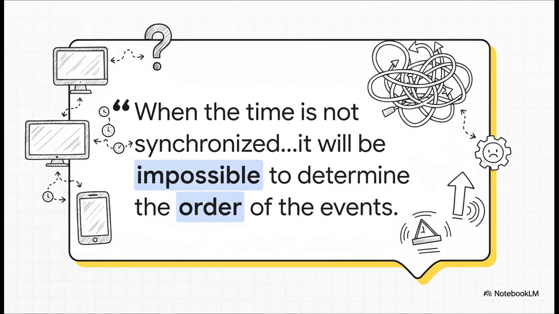So why is this such a big deal? Well, there's a great quote about this that really hits home. "When the time is not synchronized between devices, it is impossible to determine the order of events." Just think about that. It's like trying to solve a crime when every witness gives you a different time for what they saw. It would be total chaos. NTP makes sure that when something happens, all the logs tell one consistent chronological story.